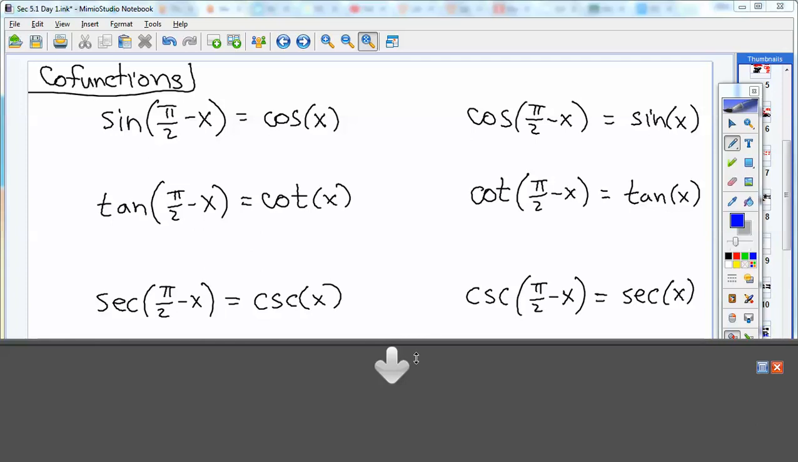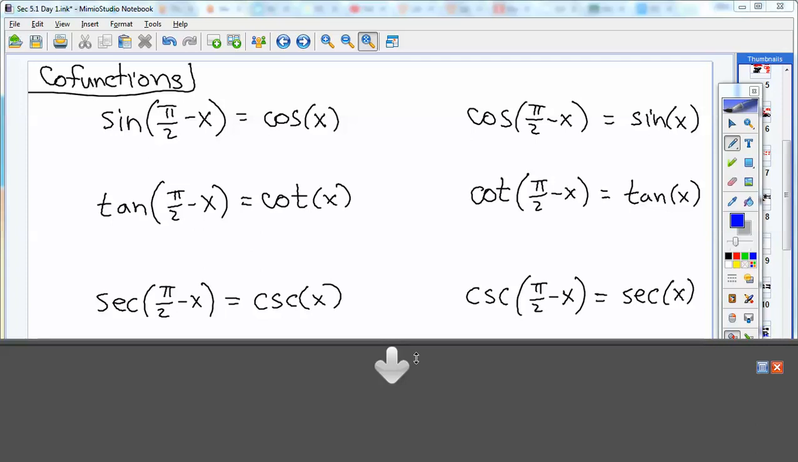90 minus x, right? If you have an angle x, say 30 degrees, its complement is 60. 90 minus 30. So if you notice in here, we have pi halves minus x. Well, that would be 90 minus x. So what we're saying is the sine of 90 minus x is equal to cosine of x.